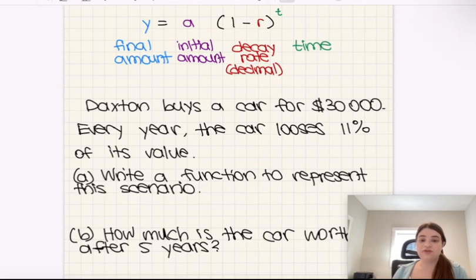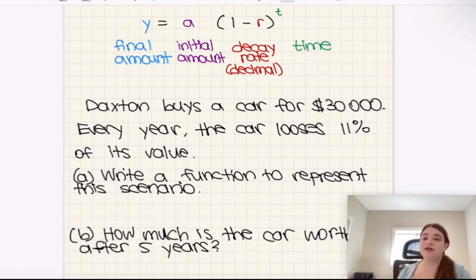So first it says to write a function to represent this scenario. Okay, so in this case, how can we do that? Well, do we know the final amount? No, we don't, right? We just know that there's a car. We know the initial amount was $30,000. We know the rate, right? We know that the rate is 11%. However, they did not tell us how much time has elapsed at this point, nor did they tell us what the final amount of the car is worth after that time.